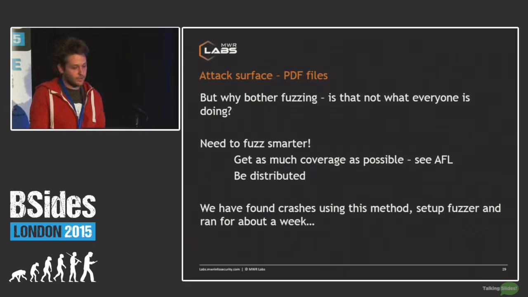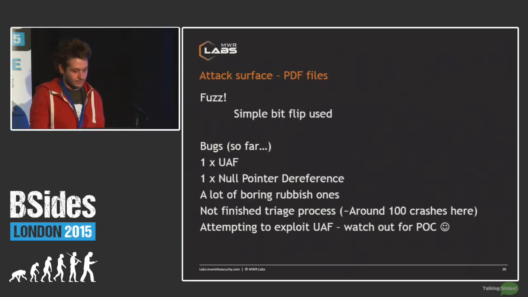So yeah, we got a few crashes from doing this. Like I said, all we did was a really simple bit flip, ran it for a week across a couple of laptops. I think we were launching a few Reader instances every few seconds, so nothing particularly quick, but we got a use after free, we got a null pointer deref, lots of boring rubbish crashes, but in total our fuzzer identified around 100 crashes, which we're still triaging. We only ran this, not last week, the week before I think it was.